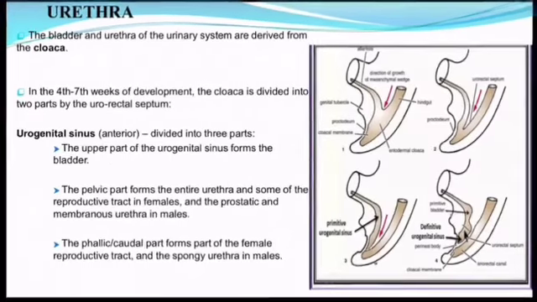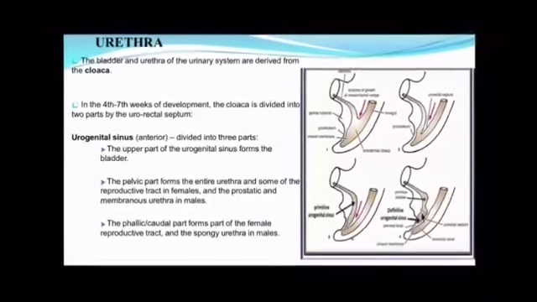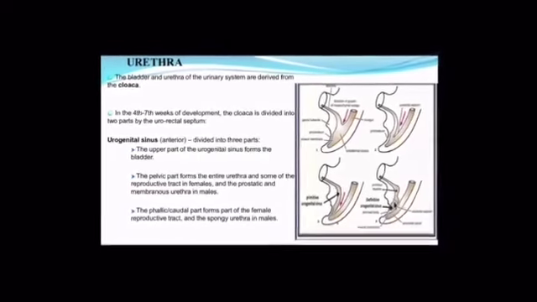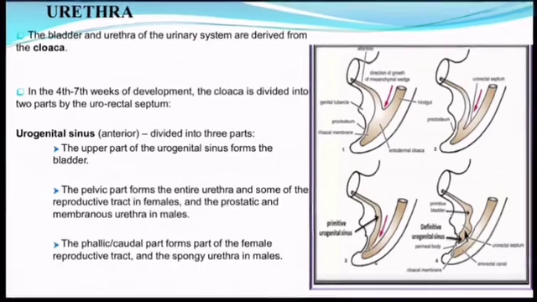Development of the urinary bladder and urethra. The bladder and urethra of the urinary system are derived from the cloaca, and in the 4th to 7th weeks of development, the cloaca is divided into 2 parts by the urorectal septum. The urogenital sinus, which is anterior, is divided into 3 parts.